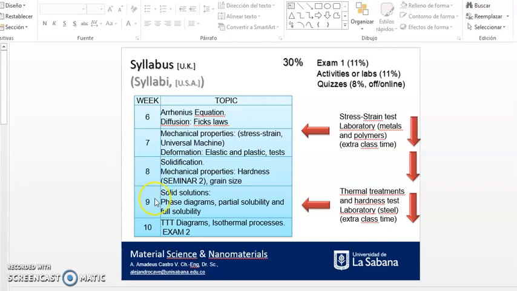Well, according to the syllabus, we have this week the hardness test. This is postponed until we have availability of the lab. So we pass to topic number 9: solid solutions, phase diagrams, partial solubility, and TTT diagrams. Until this topic, the exam.